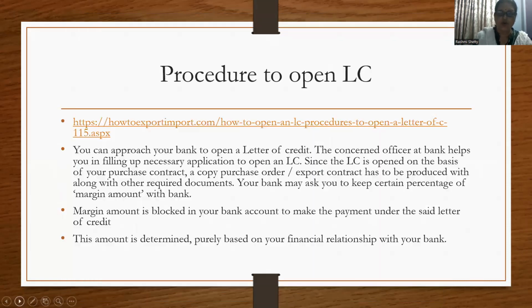The procedure for opening an LC we can discuss later on. I'll stop here, and I hope the letter of credit is clear to you, so that you can understand the procedures to open an LC also. Shall I stop it? Thank you very much for your patience in listening.